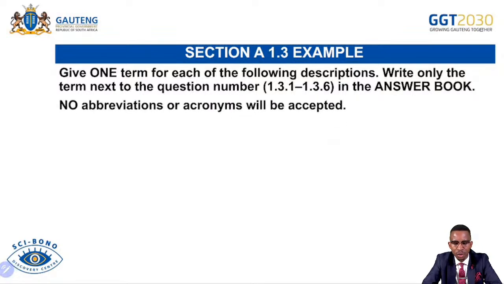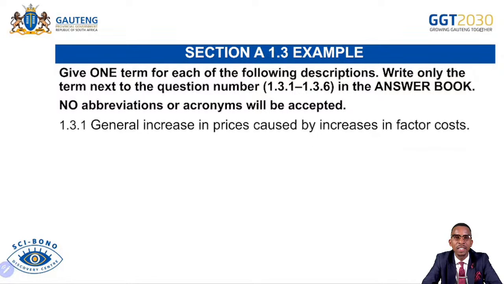No abbreviations or acronyms will be accepted. So if you write the abbreviation, which then is correct, that will mean your answer is wrong, because abbreviations are not accepted. Also, acronyms are not accepted. General increase in price caused by an increase in factor cost. So it is very important for you to know your content, because if we talk of the factor cost, we talk about the cost of factors of production. So you need to know what kind of inflation, or what cause of inflation, the factor cost is linked to.